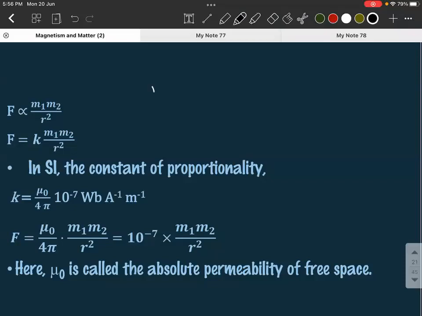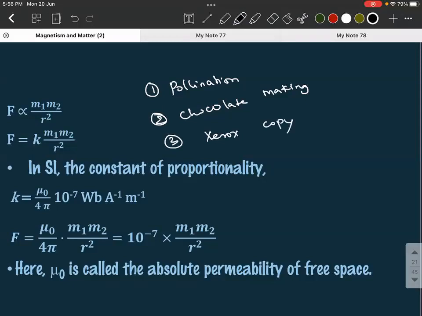Option 1, pollination. This is a biological term, no? Next, chocolate baking, chocolate making. And then Xerox copying. They're saying the answer is pollination, and it was in a book also, but I didn't understand how.